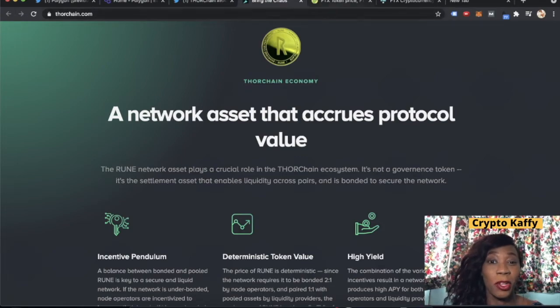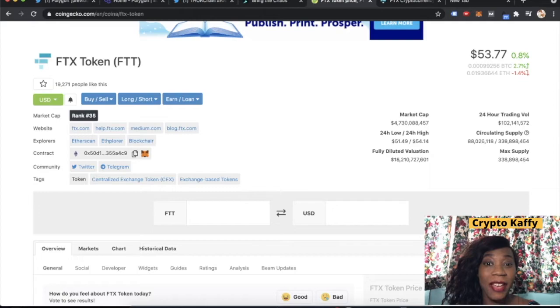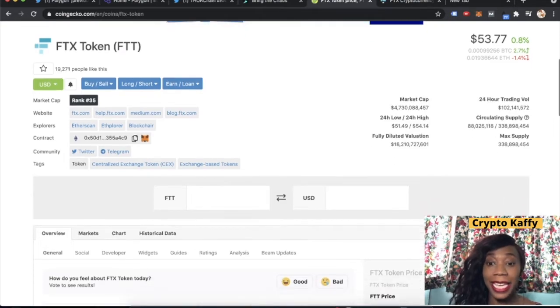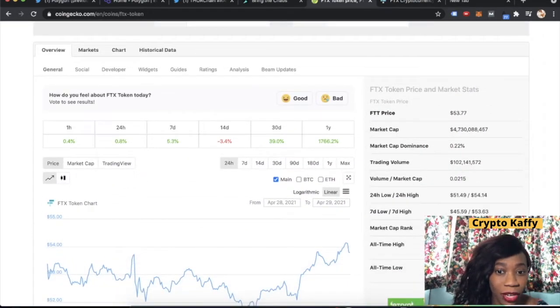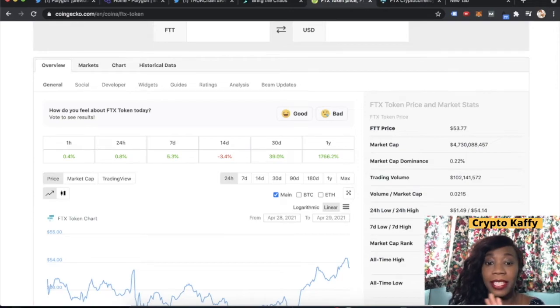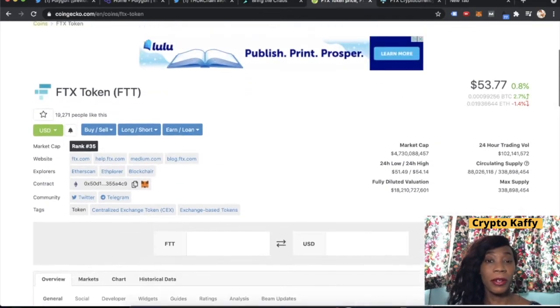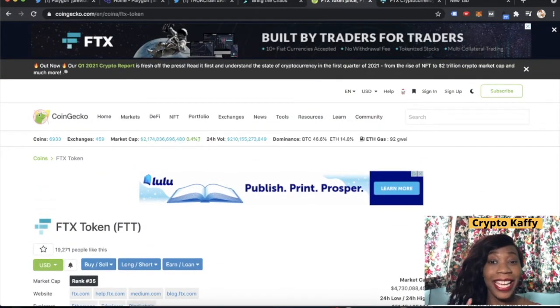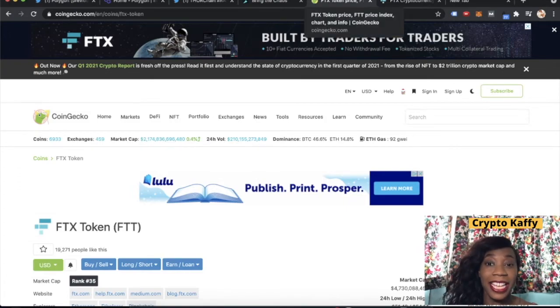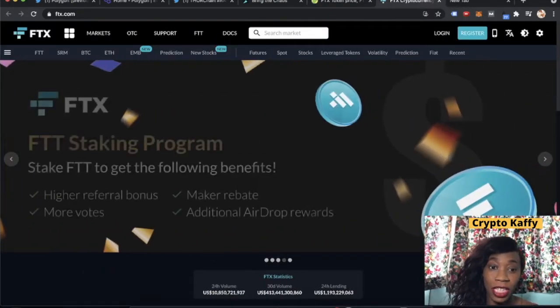Okay, the next coin I'm going to move on to is a coin called FTX. Some of you are aware of FTX. FTX just continues to grow and grow and grow. It's grown so much, in a year, some 1,766%. Don't think because it's grown so much, it's still not a good one to get into. It is a good one to get into. And with FTX, it is going to be a really big one.